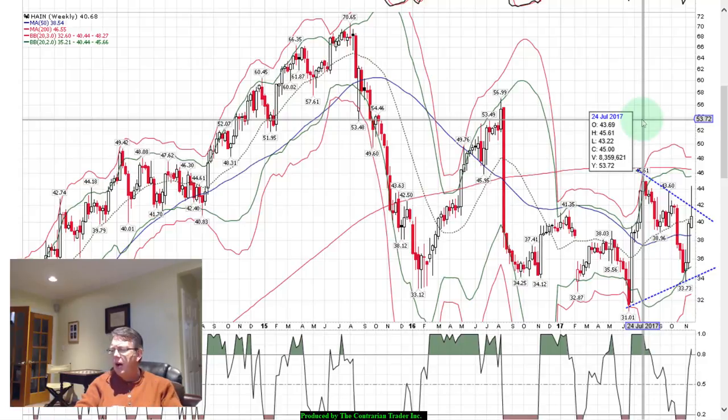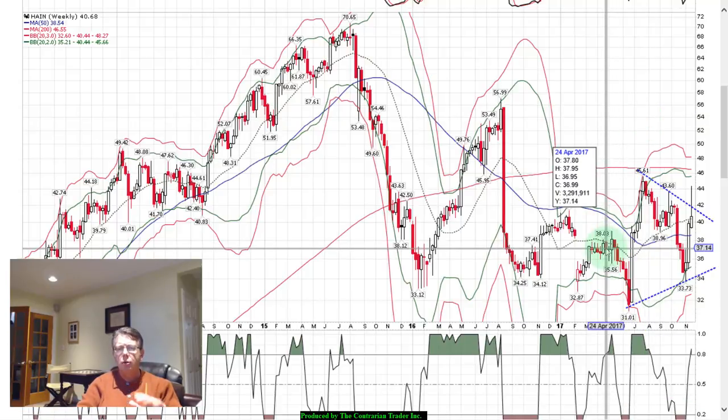And the seasonality for Hain Celestial is that for the month of November, the shares trade up 50% of the times. The month of December, they trade up only 50% of the time. So a caution flag there. I see no reason to go buying the shares of Hain Celestial right now.